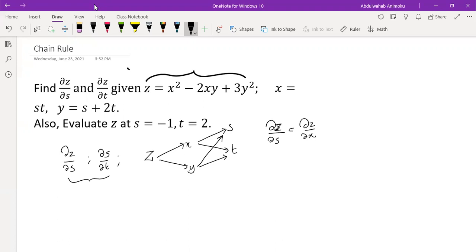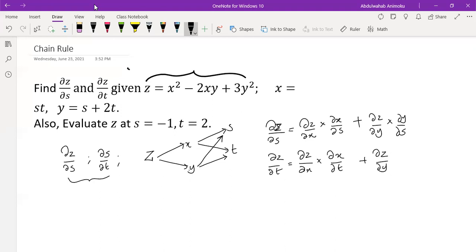So this partial derivative can be written using the chain rule as del z del x multiplied by dx ds, plus the other route, which is from z to y and then y to s. The same thing we'll do for t. So we'll move from z to x multiplied by the derivative of x with respect to t, plus del z del y multiplied by dy dt. So this is the chain rule that guides the solution of this particular problem. Now, what is left is to find all these partial derivatives, multiply them together and add them. As easy as that.